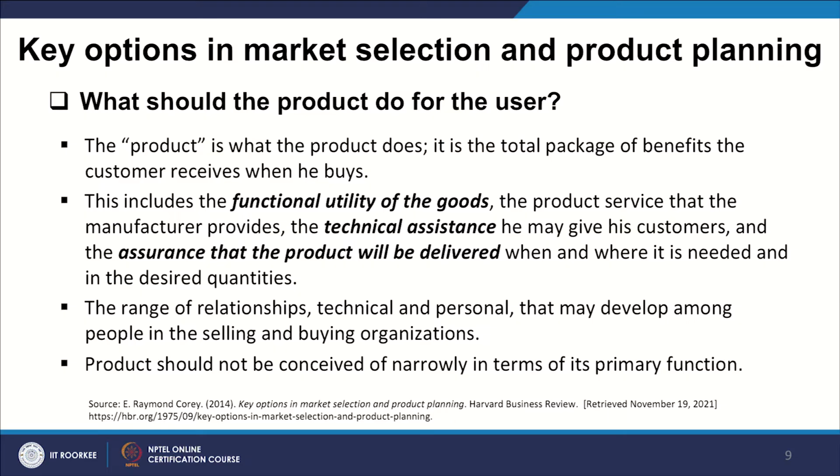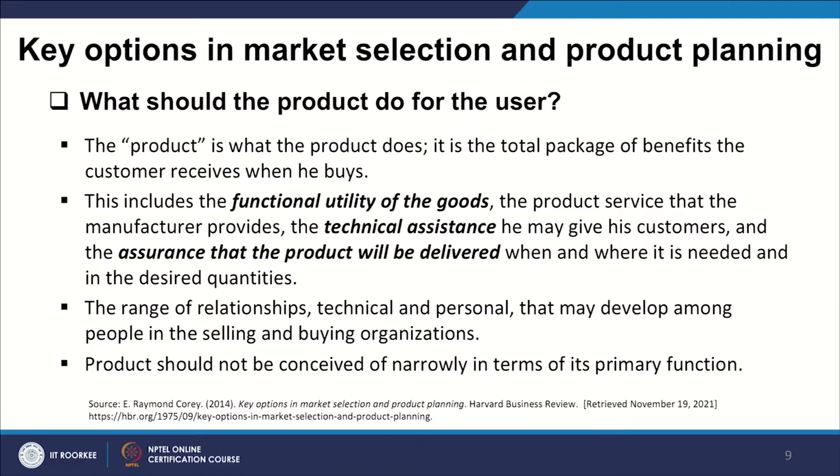What should the product do for the user? The product is what the product does. It is the total package of benefits the customer receives when he buys. It's a wonderful statement which has been given by Raymond Corey in the paper which we have referred to here for this segment. So you can always read this paper and you would realize, it says it all.